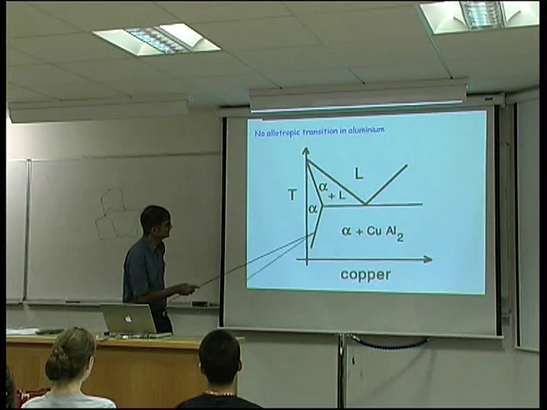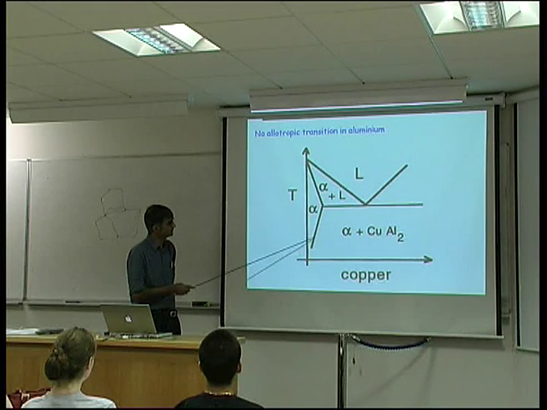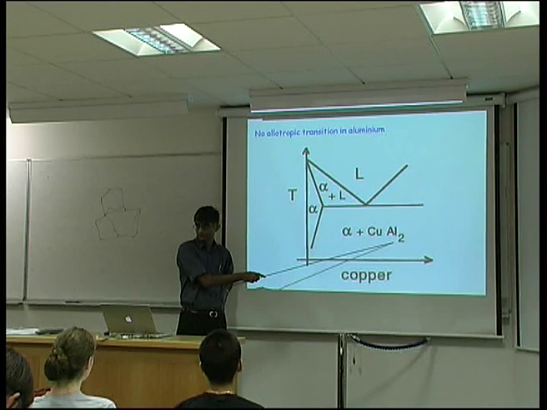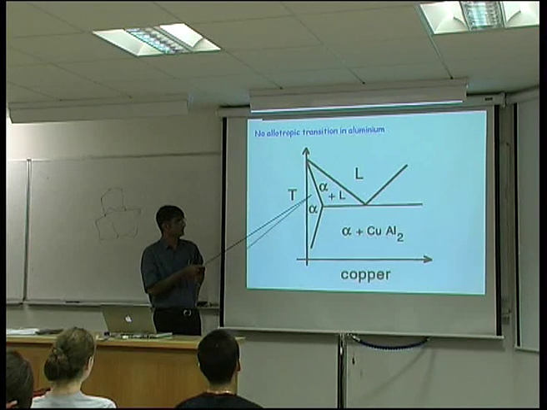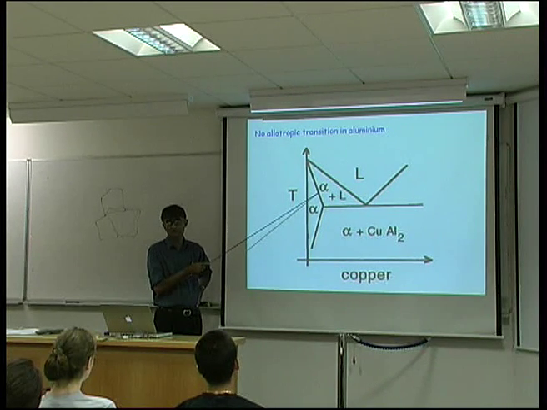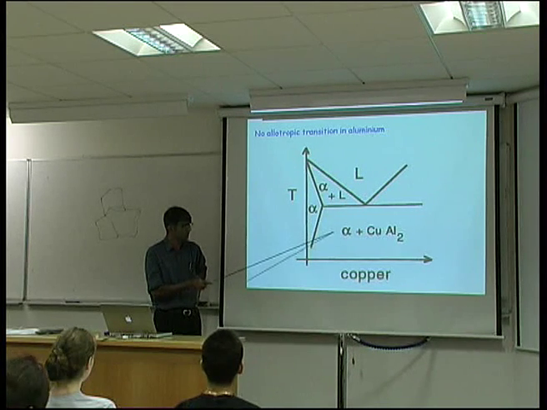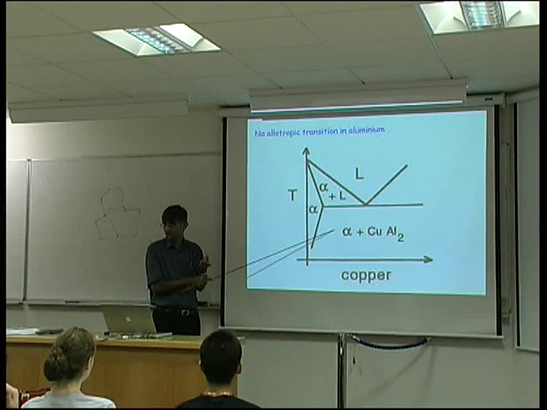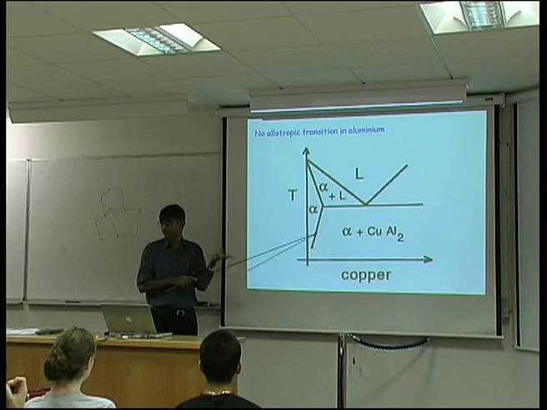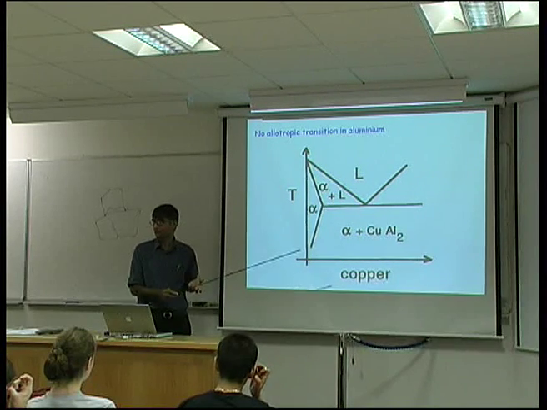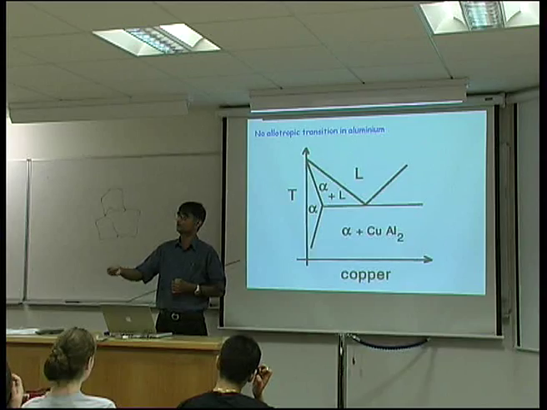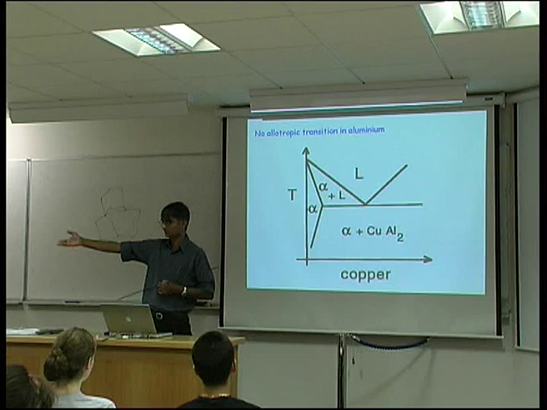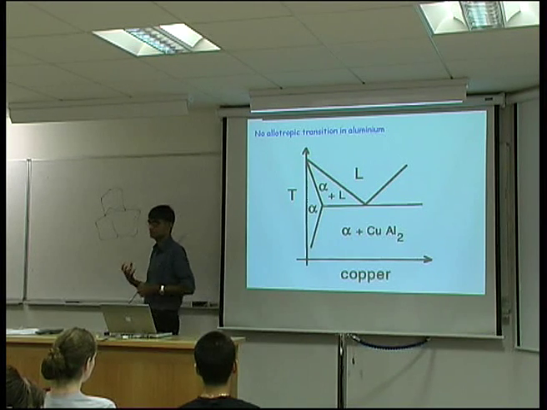So for example, here, this line represents the solubility of copper in alpha, which is in equilibrium with CuAl2. And notice that the solubility of copper in alpha with respect to liquid is different. Okay, so if I extrapolated that phase boundary to lower temperatures, the solubility of copper in alpha, which is in equilibrium with liquid, would be different from the solubility of copper in alpha with respect to CuAl2. So I can't say that, look, the solubility of copper in alpha is so much. I have to also say that it's in equilibrium with another phase. That's the meaning of solubility.